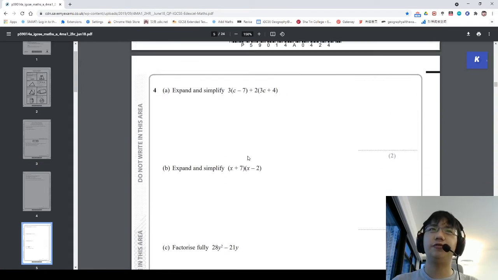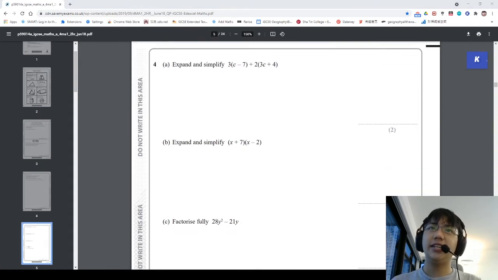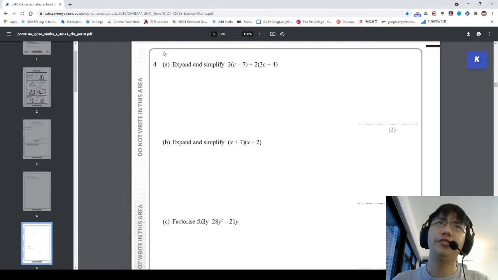Question 4 is made of 4 parts. So part A asks us to expand and simplify 3 times c minus 7 plus 2, 3c plus 4. Part B asks us to expand and simplify x plus 7 times x minus 2.